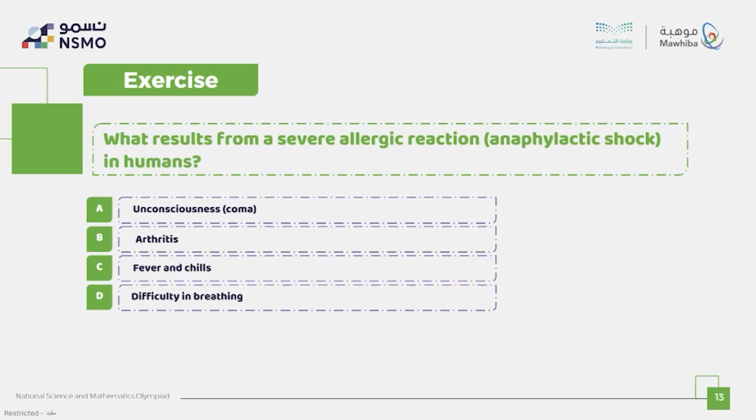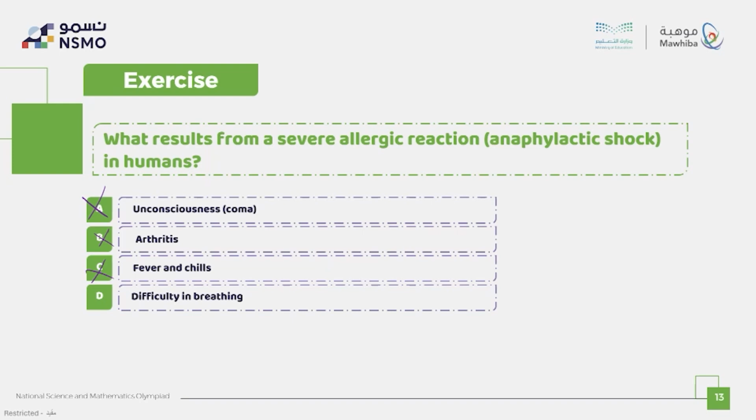It would be wrong or incorrect because loss of consciousness can happen, but it is usually a late and less immediate symptom, not typical of allergic shock. So this is wrong. The other one, arthritis, is joint inflammation and is not related to allergic shock. So that would also be wrong. Going to fever and chills. Fever and chills are more linked to infection, not anaphylactic shock. Okay, so this one is also wrong.